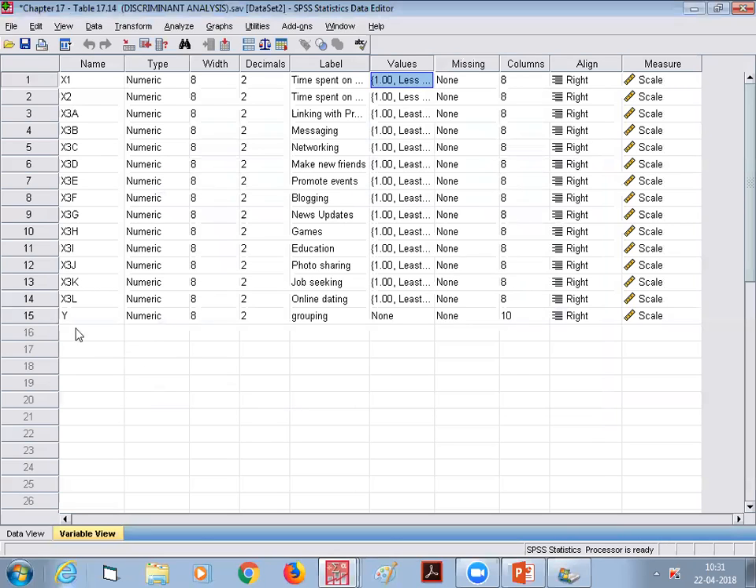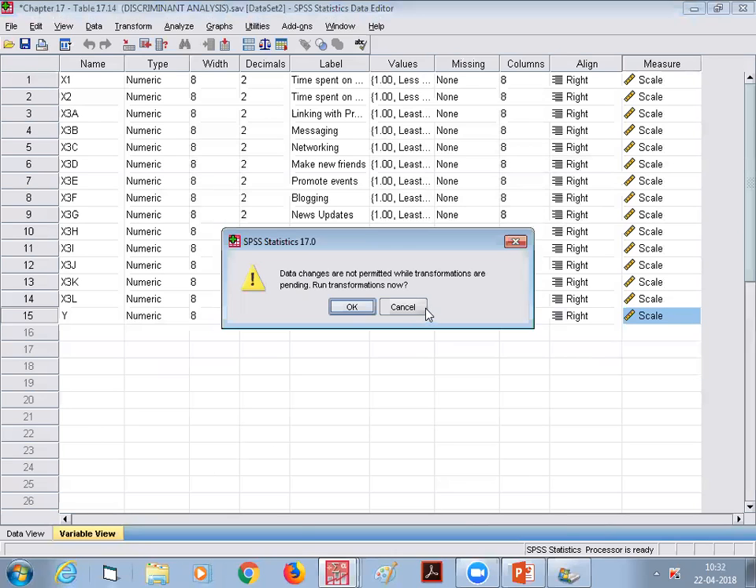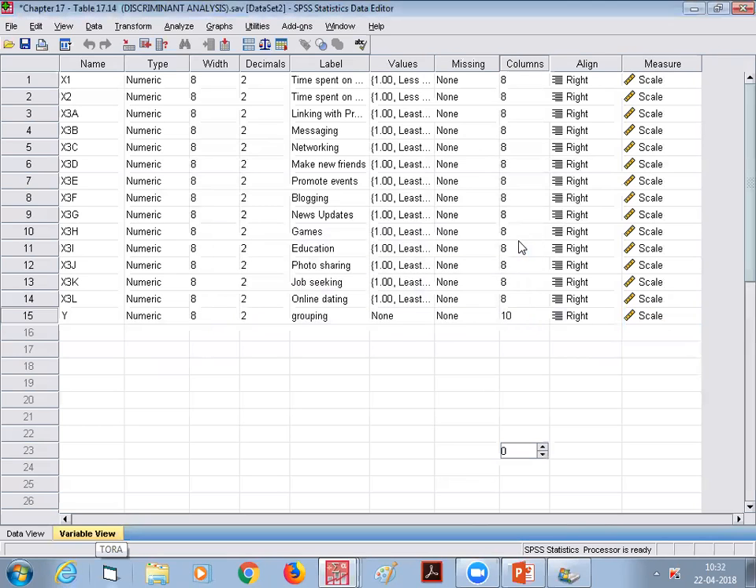Now look here. I have added one variable as a 15th variable, y. That is recoded now. So, what is the value for the recoded value? It is not a scale, it is nominal data now. Okay, transform variable data change. Okay, let it be scale only, no problem. So you can go to data view now.